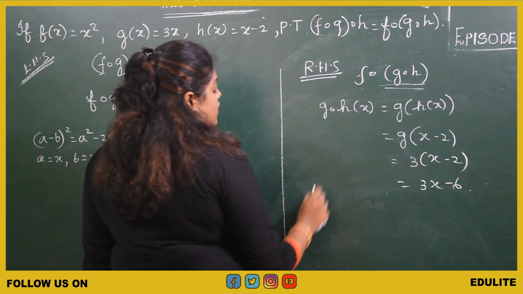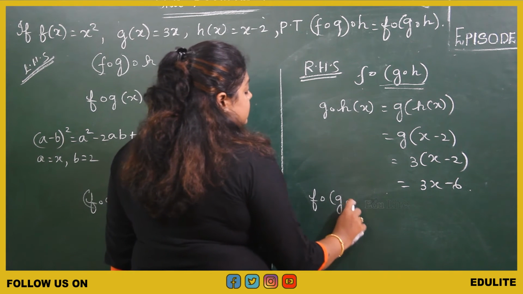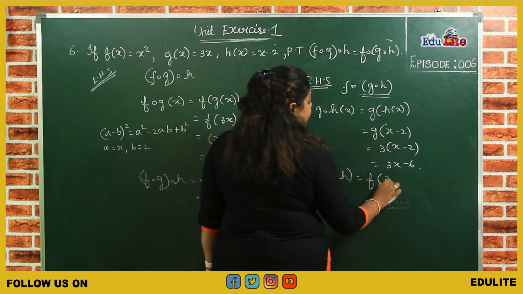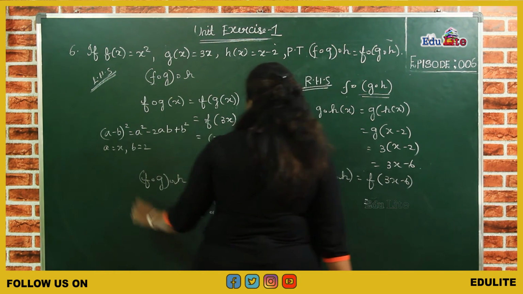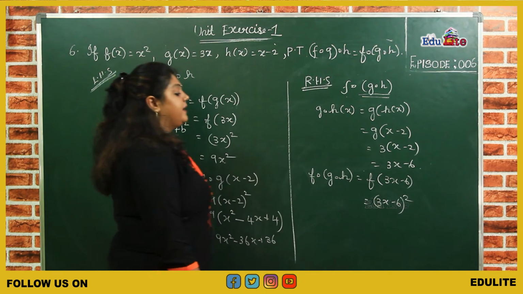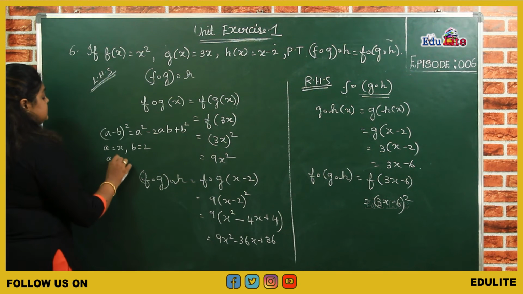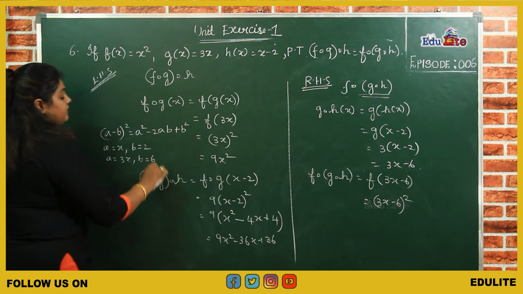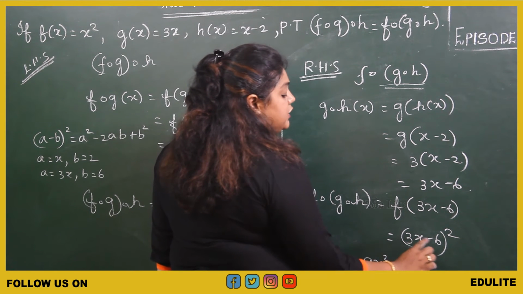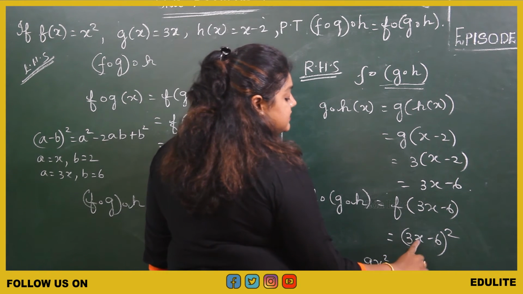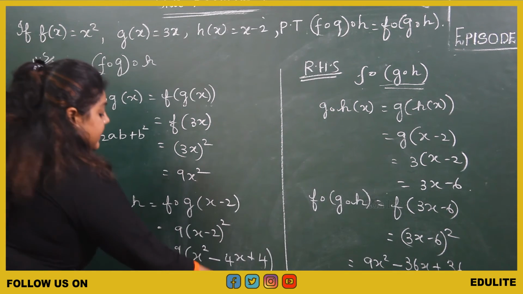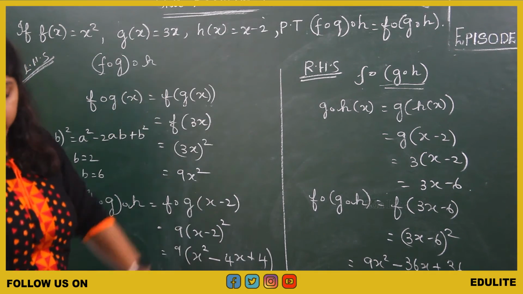Now we have to use f composite g composite h. So f of the g composite h function is 3x minus 6, and f of x is x squared, so 3x minus 6 whole squared. For this also we use the a minus b whole square formula, where the value of a is 3x and the value of b is 6. So a square is 9 x square, minus 2 into a into b, 2 3s are 6, 6 6s are 36x, plus 6 square is 36. Both the left hand side and right hand side are equal, hence proved.